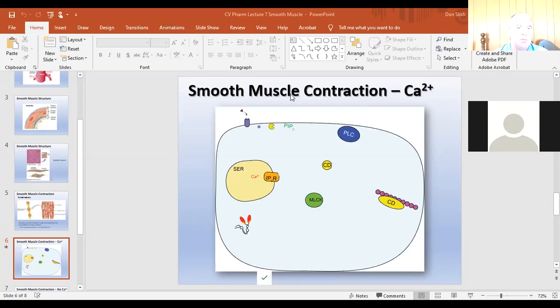It's all foreshadowing, people. Okay, signaling molecules involved. We've got two different ways we can contract. One is calcium dependent, and that's the main mechanism, and the other is calcium independent. The calcium dependent is a lot of what we've talked about already.